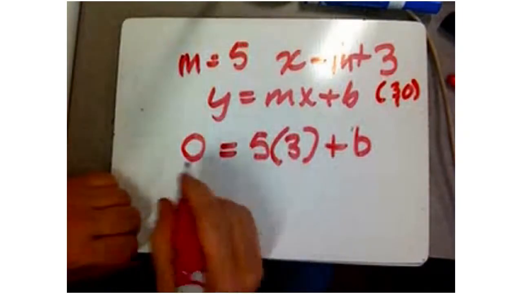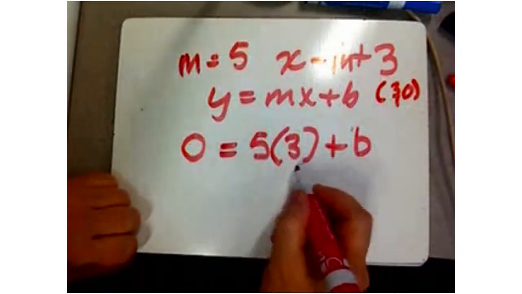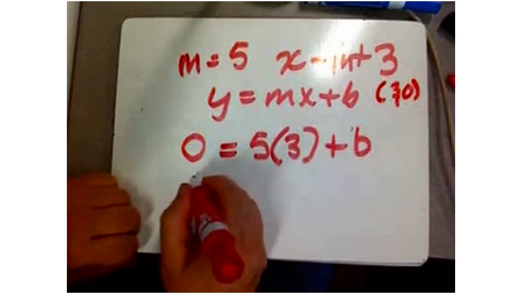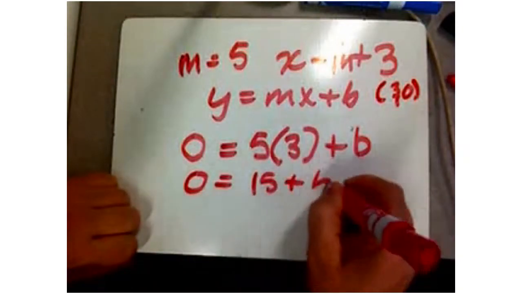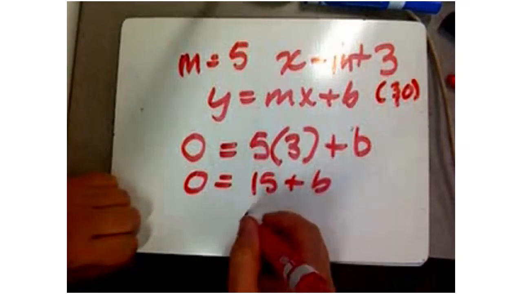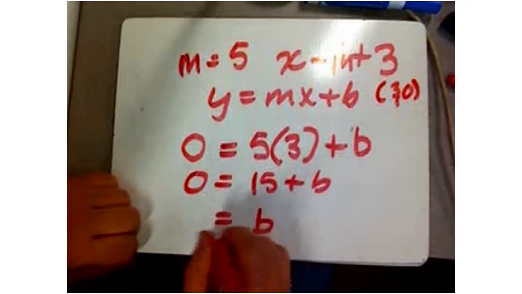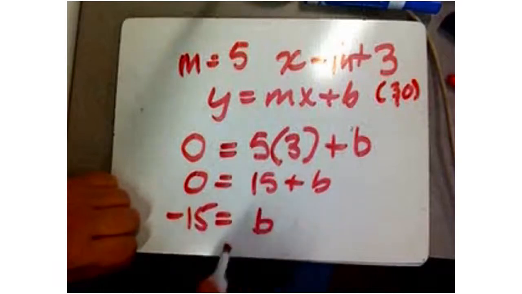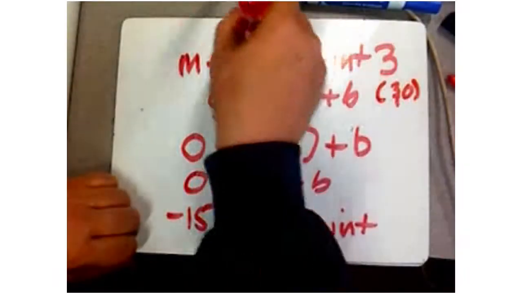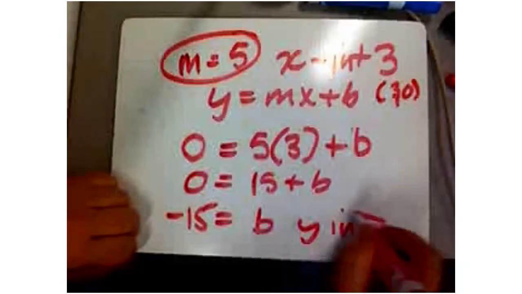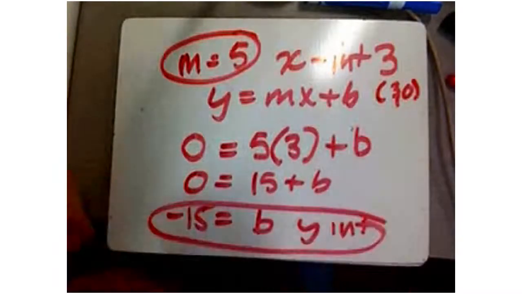So if we have 0 equals 5 times 3 plus b, we solve for b, we have 0 equals 15 plus b. We subtract 15 from both sides, and b is going to equal negative 15. So that's your y-intercept, is negative 15. So now you know the slope is 5, and your y-intercept is negative 15.